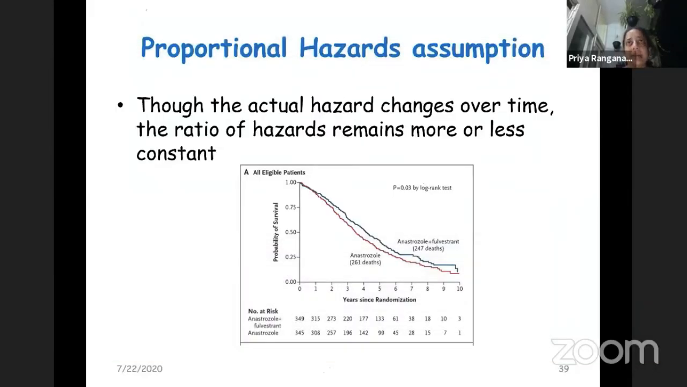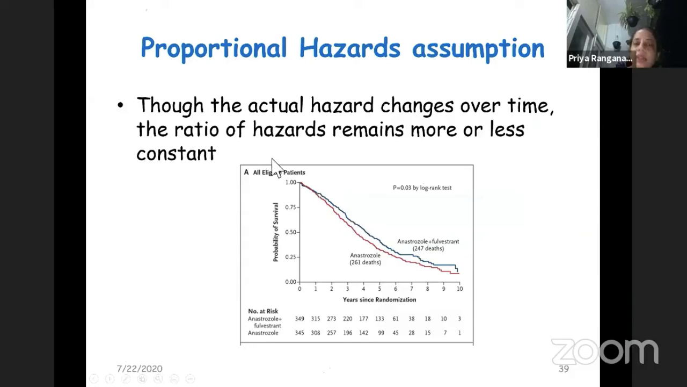Now, there's one big assumption when we calculate hazard ratio, right? We are assuming something called proportional hazards. And what this means is that though the actual risk of death is changing with time, so we know that initially the risk of death is more, but as people have long-term survival, the risk of death keeps decreasing. And that is why this curve, which is initially a bit steep, is slowly starting to flatten out.